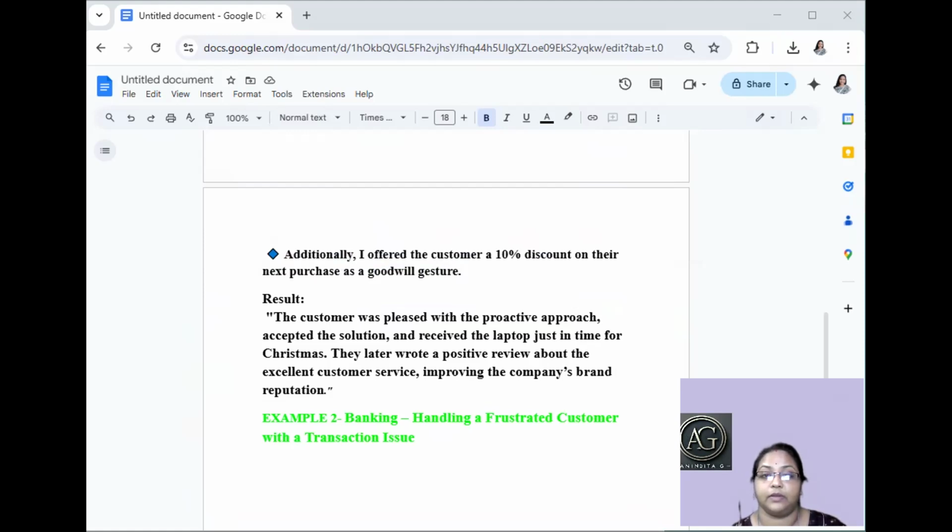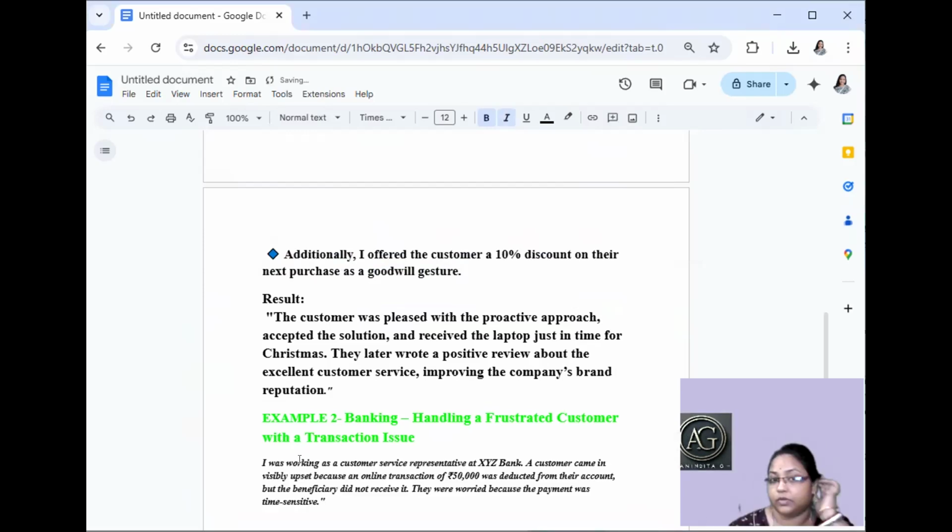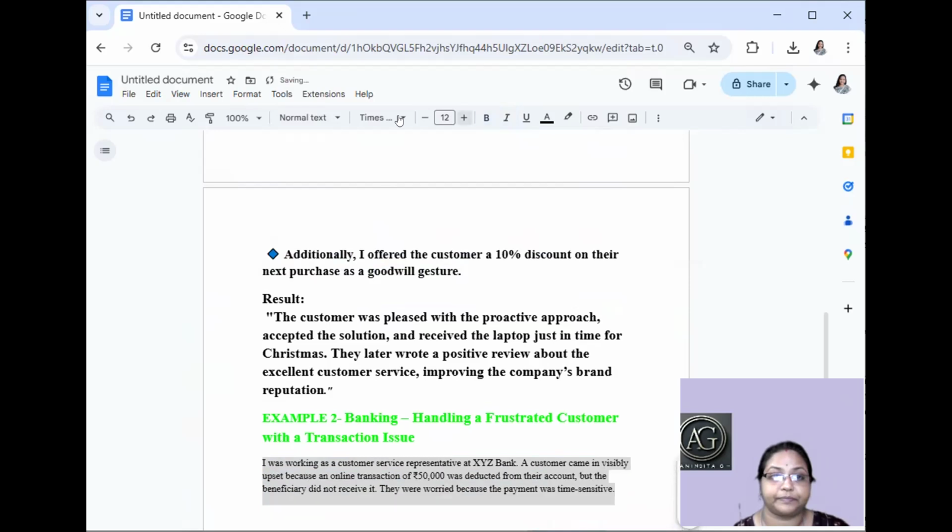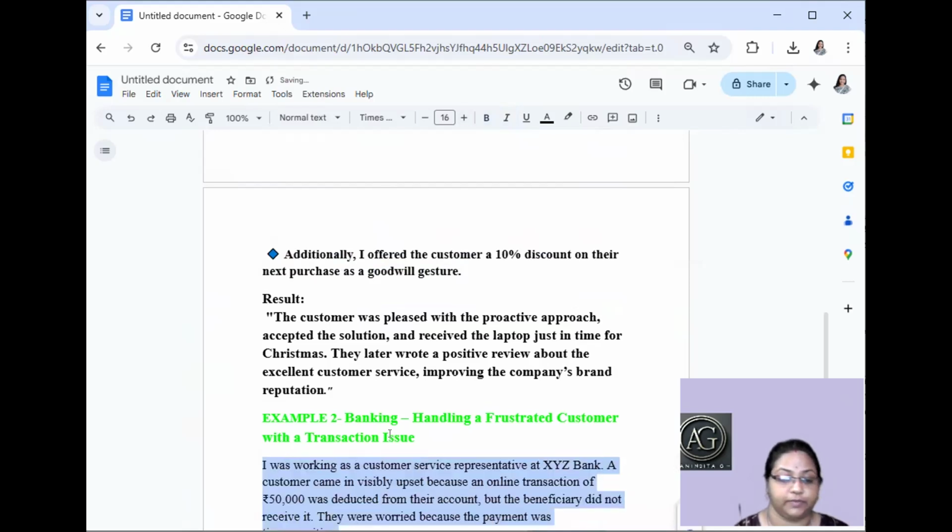Okay. So even though his account was debited, his creditor or the other party did not get the amount on time. And as he was concerned about the time sensitiveness of the transaction, it didn't happen real time. So he was very concerned about that. So this is the situation. So I'm writing S for this one.